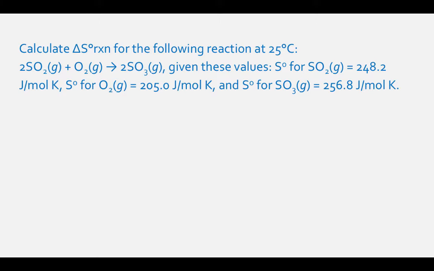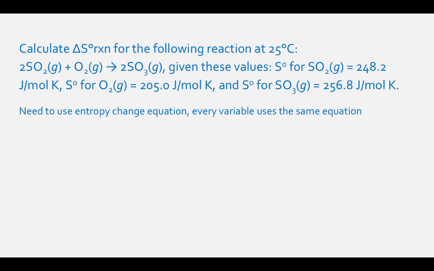per mole Kelvin. The equation to solve this problem is the equation we introduced for solving entropy changes. Every thermodynamic variable, delta G, delta H, and delta S, has the exact same equation, but we will be concentrating on the delta S version. The standard delta S of the reaction equals the product of all the coefficients of the individual products times their standard entropies summed, minus the product of all the coefficients of the reactants times their standard entropies summed.